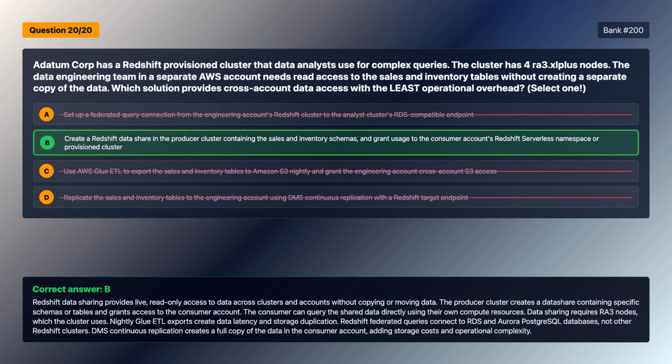Nightly Glue ETL exports create data latency and storage duplication. Redshift federated queries connect to RDS and Aurora PostgreSQL databases, not other Redshift clusters. DMS continuous replication creates a full copy of the data in the consumer account, adding storage costs and operational complexity.